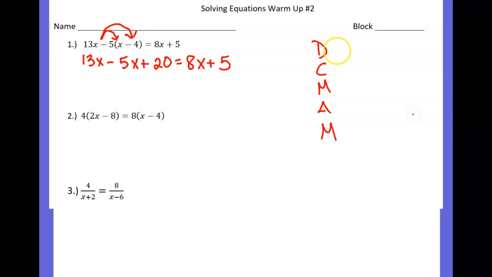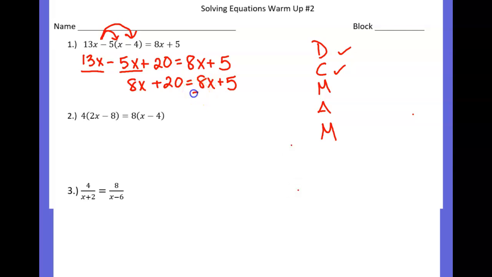We then want to combine like terms. Now remember, with combining like terms, you never cross the equal sign. So we're going to combine like terms on the left side of the equal sign, and we get 8x plus 20 is equal to 8x plus 5. Now we need to move the variable to one side because you need the variable on one side to be able to solve for it.